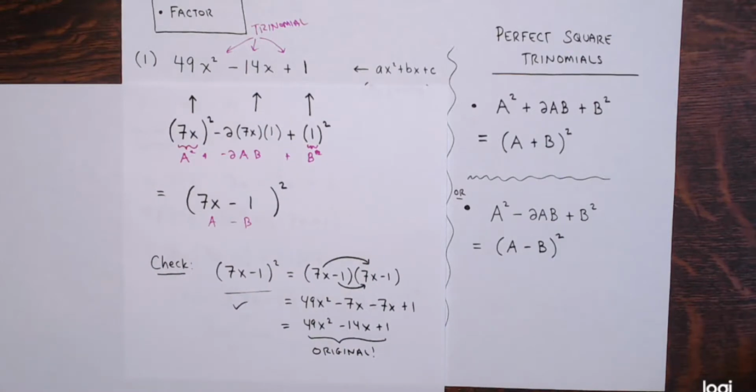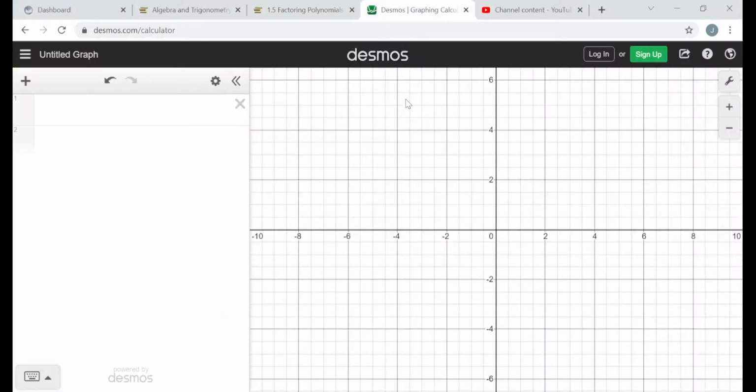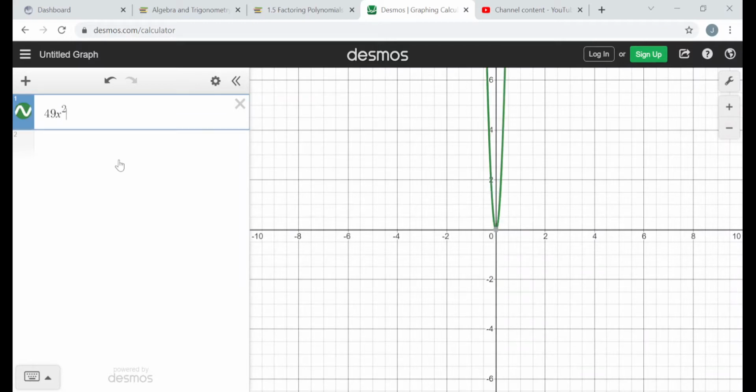Now I'm going to do this with multiple values on a calculator. I'm going to do it with a free online graphing calculator, at desmos.com. And off to the side here, I'll put my first expression, 49x squared minus 14x plus 1. And in the graph, they're graphing y equals, this is the x-axis and y-axis of the typical Cartesian plane.